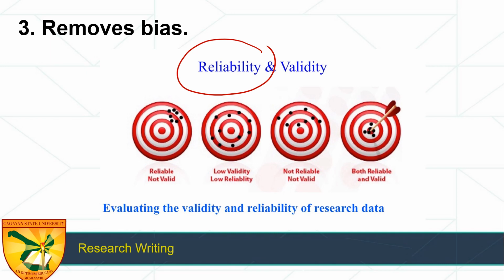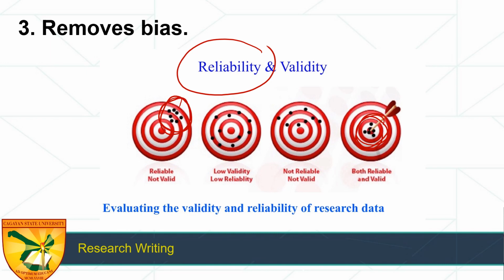So we say that a test is reliable to the extent that it measures consistently from one time to another. A reliable test yields comparable scores on repeated administration, and a test may be reliable even though it is not valid. For example, this is reliable, but it's not valid. So it should be like this. It's both reliable and valid.